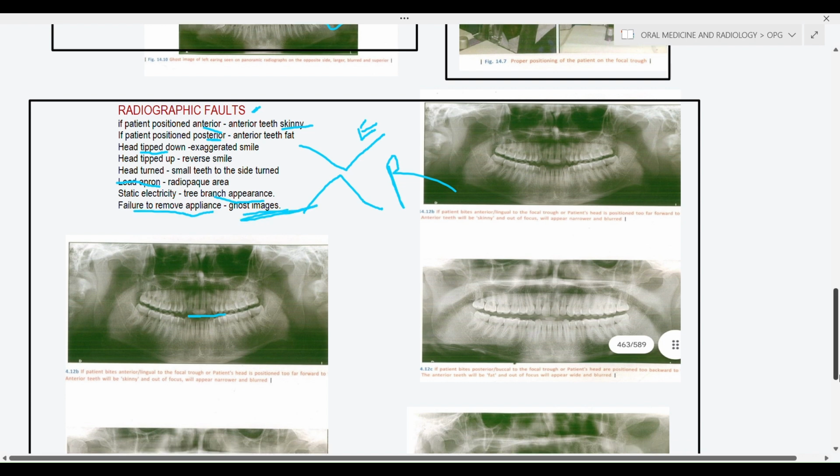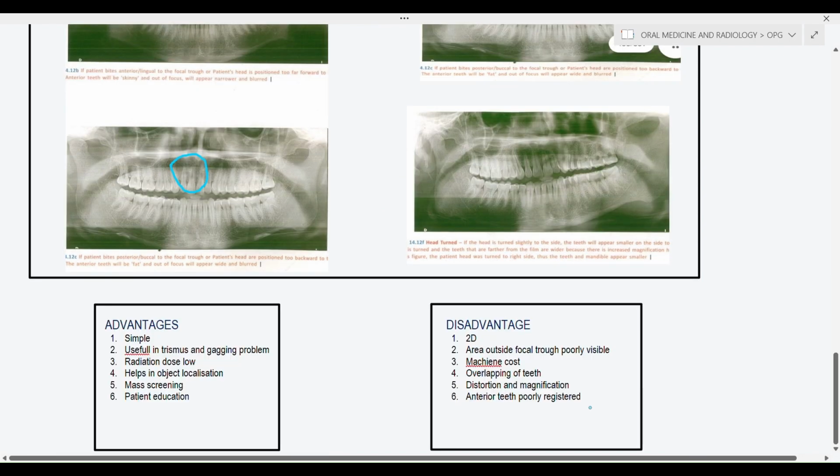Advantages: it's simple, and can be useful in trismus and gagging problems as there is not much opening of the mouth. Then, the low dose of radiation. It helps in object localization, a technique for finding the position of impacted teeth or tumors and the like. It is useful for mass screening, because it shows the maxillary, mandibular, and their supporting structures all together, and can be used for patient education. Disadvantages: it is a 2D image of a 3-dimensional area, so can produce errors.